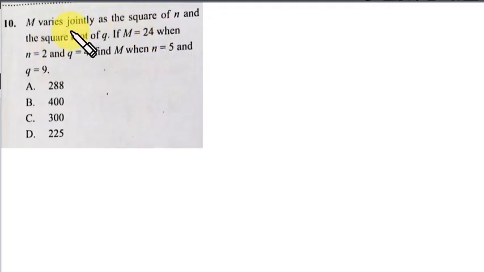So let me take it again. M varies jointly. This sign is called the sign of proportionality, or the sign of variation, or the variation sign. It varies as the square of n, so n squared, and multiplication there, and the square root of q. So between n squared and the square root of q, there is multiplication.